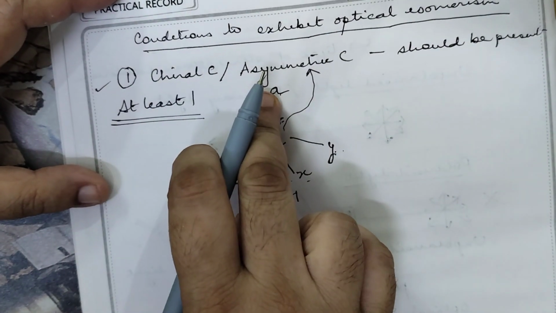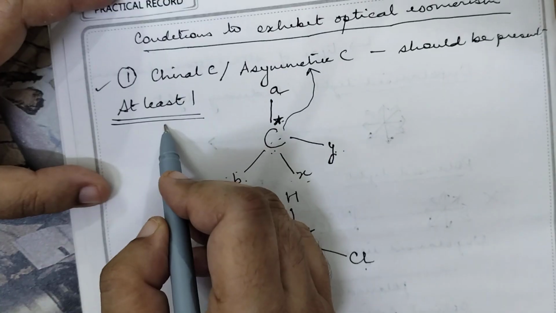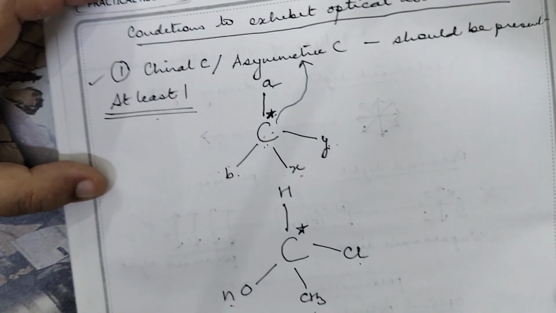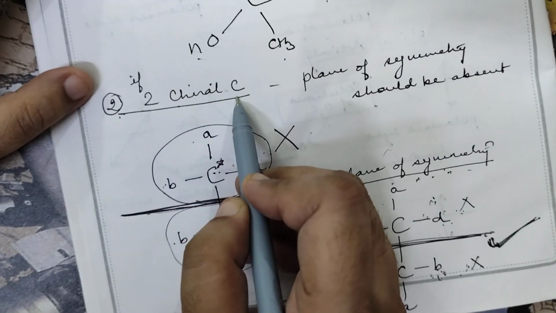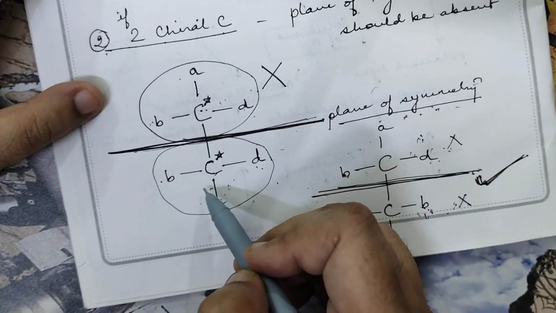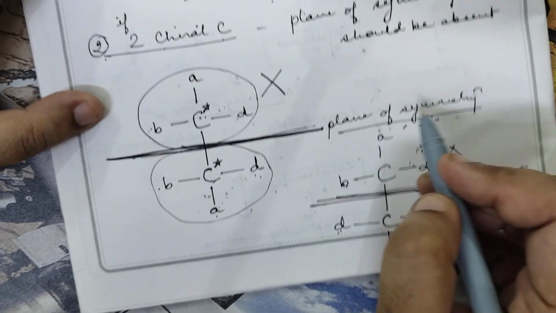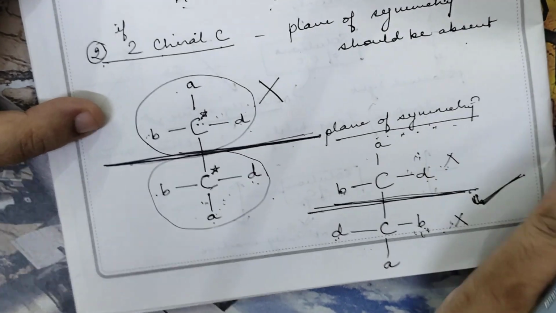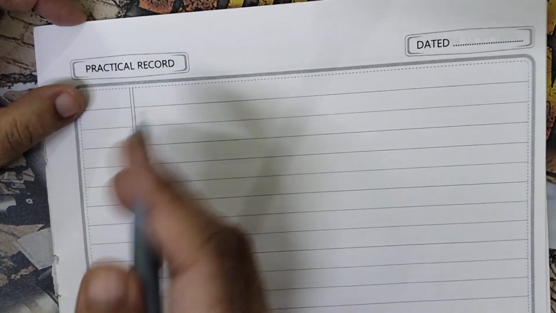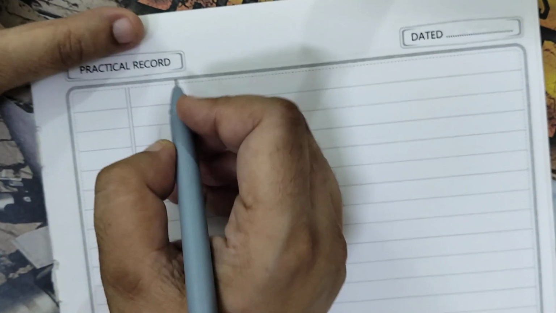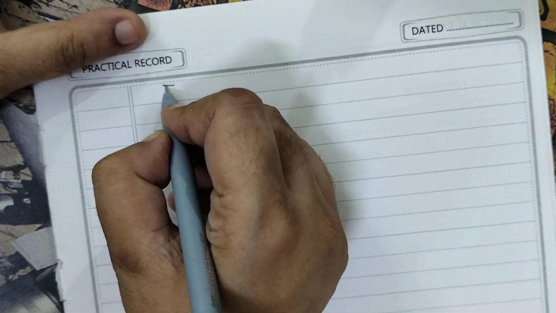First is chiral carbon should be present, at least one, or you may have more than one also. And second condition is applicable when there are two chiral carbon. If there are two chiral carbon, then plane of symmetry must be absent. So if these two conditions are followed, then only optical isomerism is exhibited. Now we will see the types.